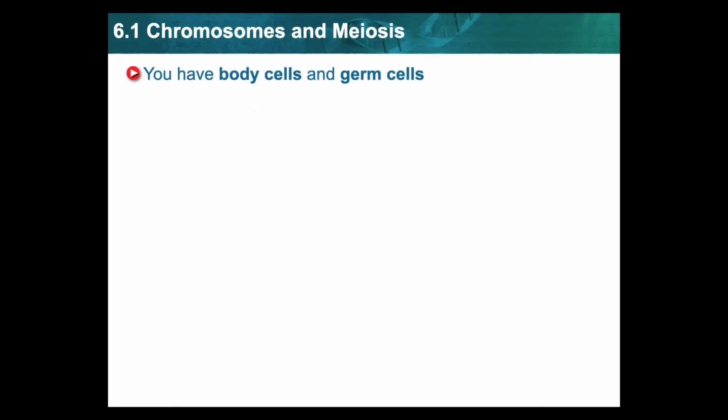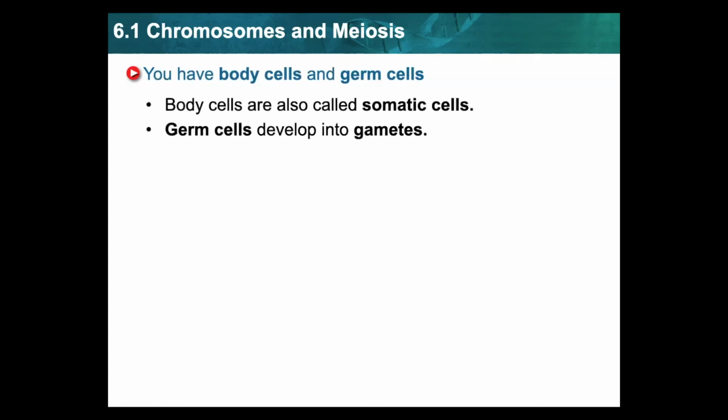So you have two kinds of cells in your body. You have what are called body cells and you have germ cells. Body cells are your normal cells that make up your bones, muscles, skin, everything in your body. Somatic cells is another name for body cells. So you might see in the book, it says somatic cells, but that's the same thing as a body cell. Different words for the same exact thing. Germ cells are egg and sperm cells. Germ cells develop into gametes, which are the egg and sperm cells. So germ cells are the beginning cells, which then turn into egg and sperm cells.